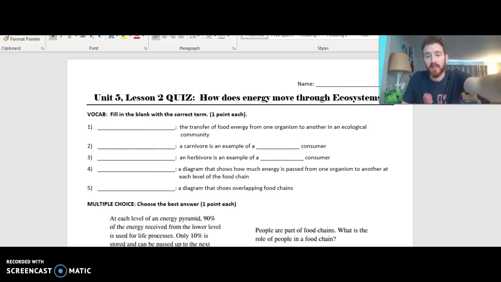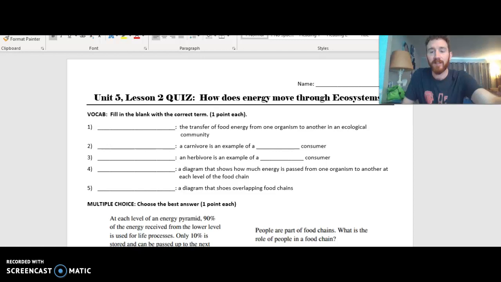Hopefully you've had a good week getting into some science stuff with all these ecosystems things we're still diving into. Food chains, food webs, energy pyramids. Today's task is to get through our quiz. This quiz is in the packet I gave you guys last Friday when we were together. And this is, again, the Unit 5, Lesson 2 quiz.